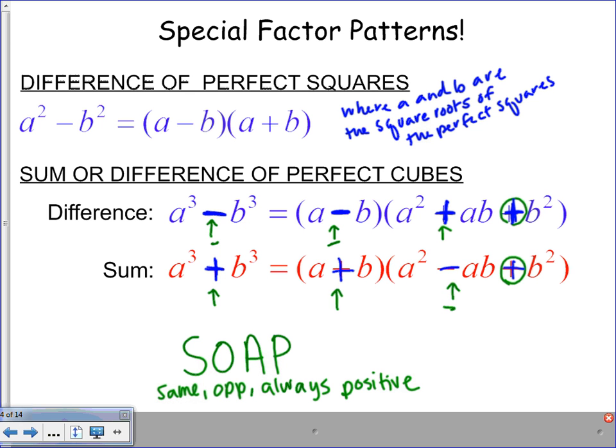Okay. And then the other thing that those factors have in common is they're the same terms, right? An A squared, AB term, and a B squared term. So if you can remember the terms, then all you have to do is remember SOAP. Cool? Now some people will say MOP: match, opposite, positive. If you don't like SOAP, do MOP. And there might be one other one that I don't remember. Any questions?